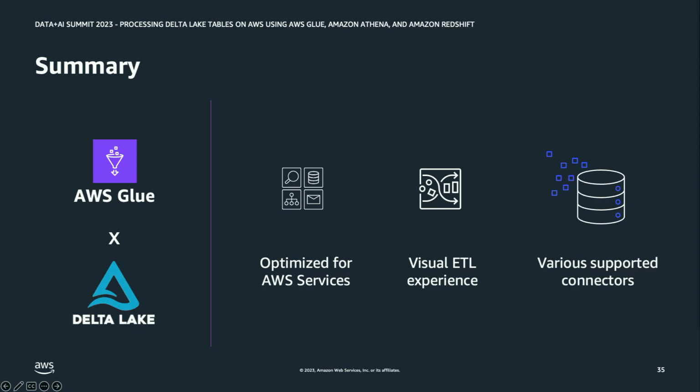Summary: in this session, we covered how to process Delta Lake tables on AWS Glue, and also how to query Delta tables using Athena and Redshift Spectrum. You learned 3 reasons why Glue is good with Delta Lake. First one is that Glue is designed to be optimized for AWS services. Second is that AWS Glue enables you to implement the data integration on a visual interface. The third one is that Glue supports various connectors, including on-premise, AWS data stores, and cloud data stores, and so on.